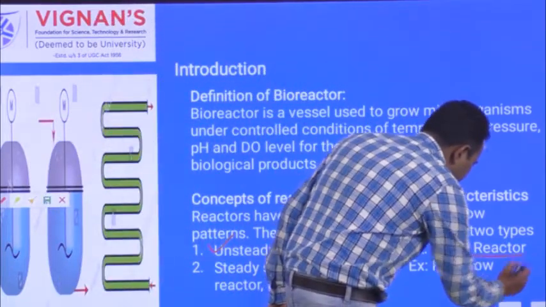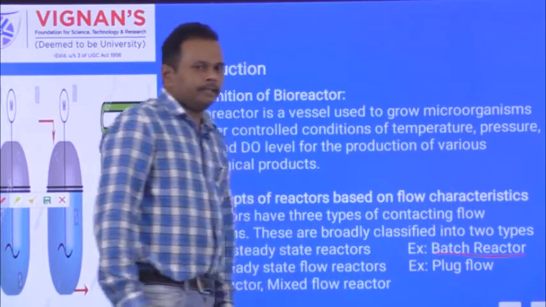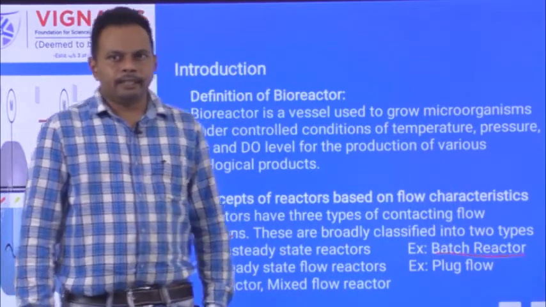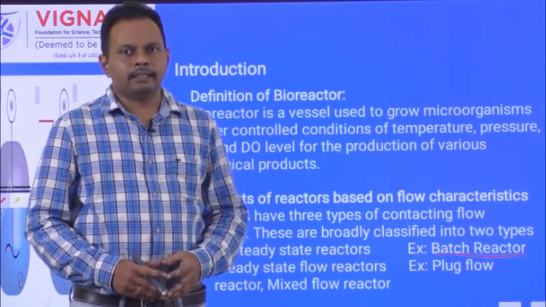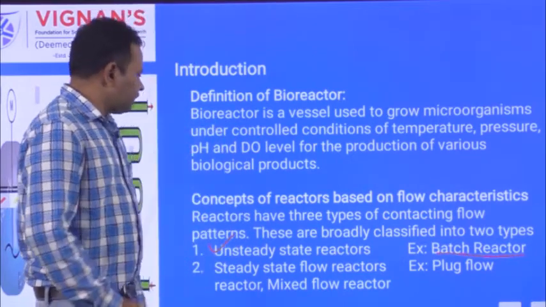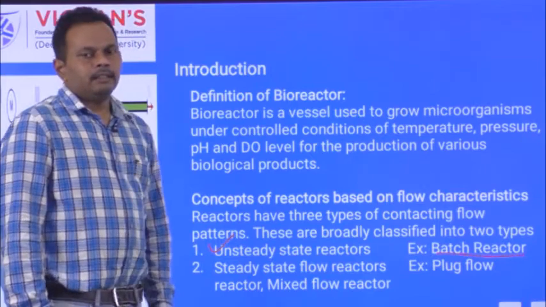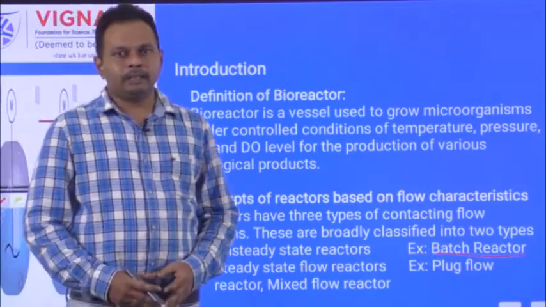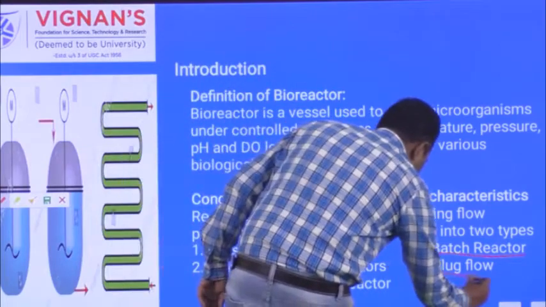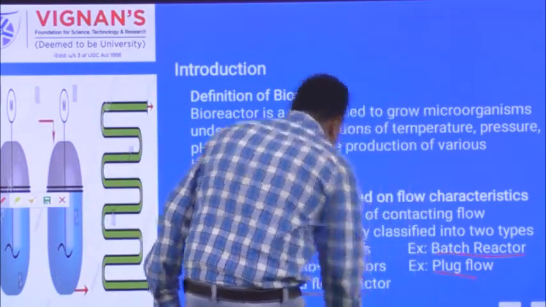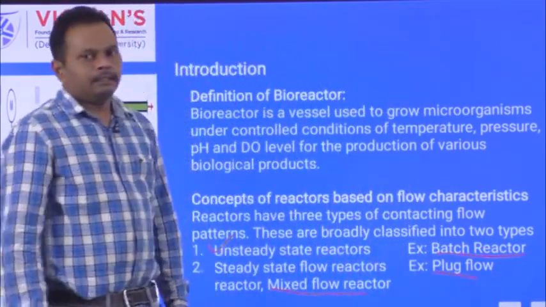In batch reactor, the concentration varies with time, but when you take at any particular time, the concentration is uniform throughout the reactor. Okay. Second one, steady state reactors in which the concentrations do not vary with respect to the time. The best examples are the PFR and the MFR, the plug flow reactor and the mixed flow reactor.